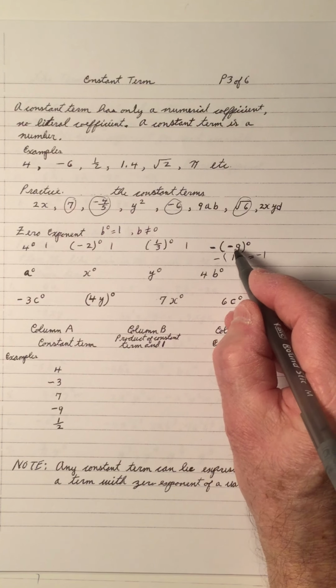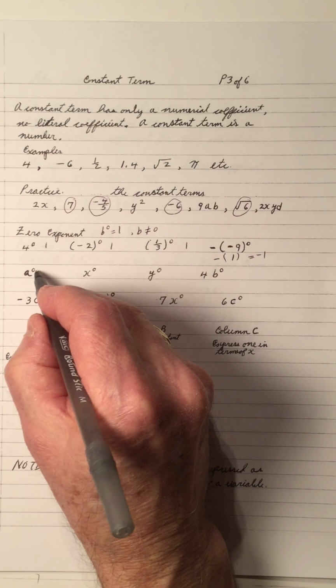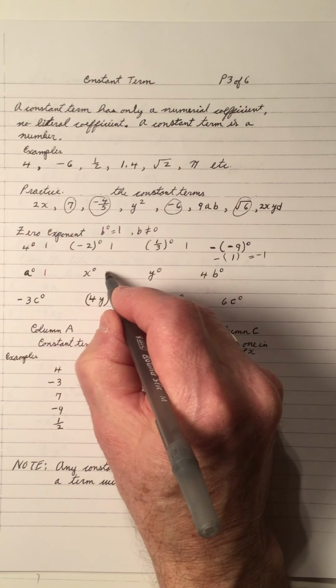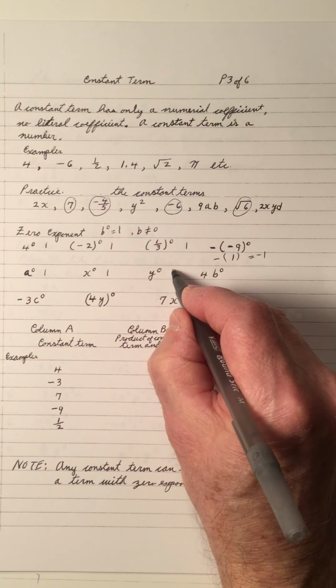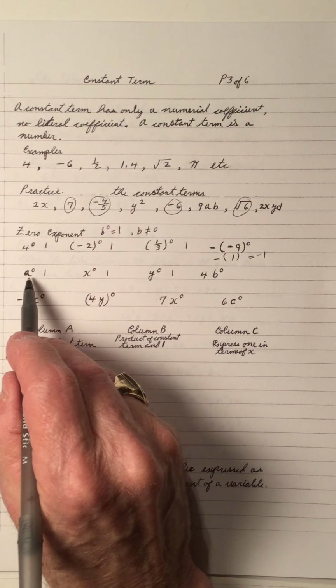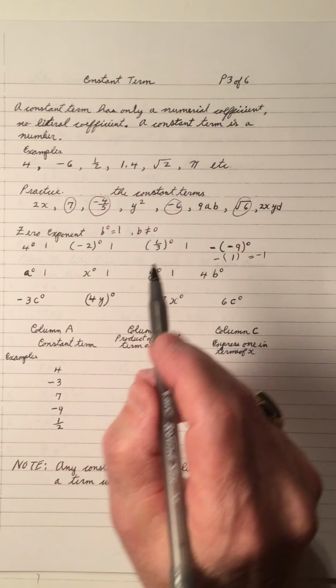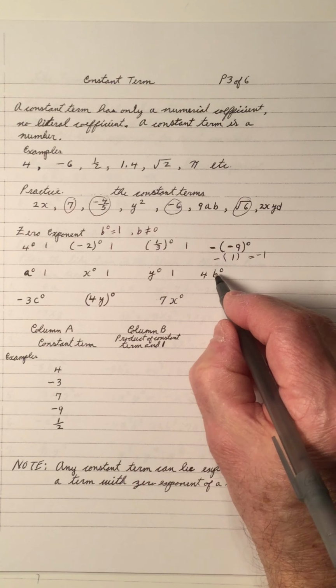So we have to work out the power first to get 1. a to the 0 is 1. x to the 0 is 1. y to the 0 is 1. Notice, provided a is not 0, provided x is not 0, provided y is not 0.